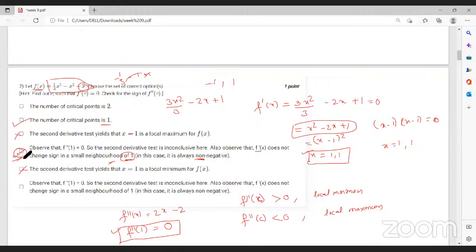Sir, it is not showing. In the portal, it is showing only this second option, right? Yes, sir. Okay, I will check with the team.